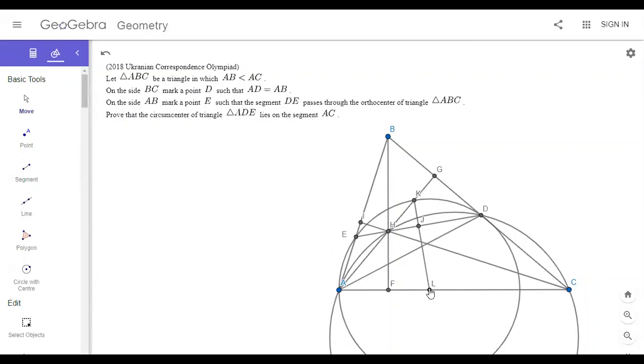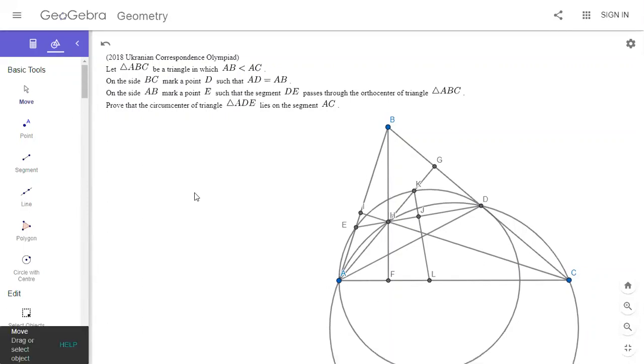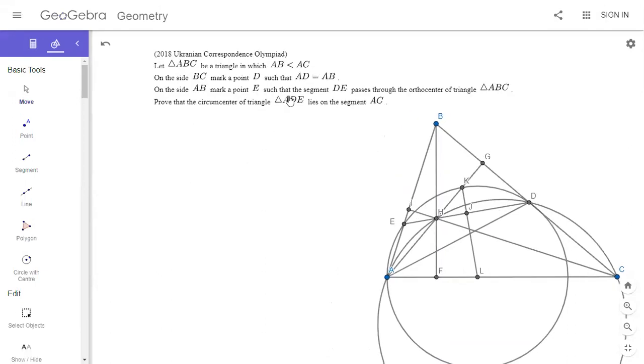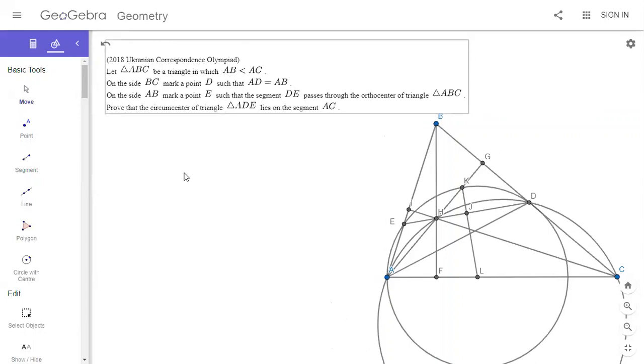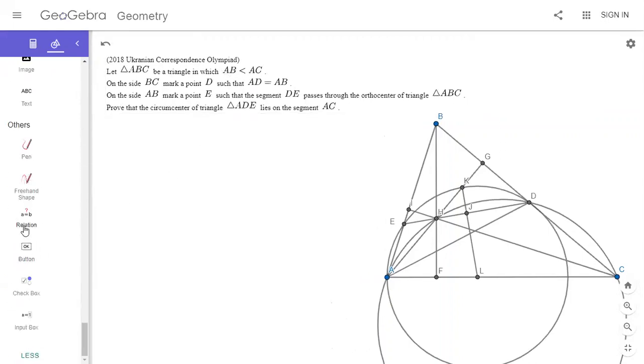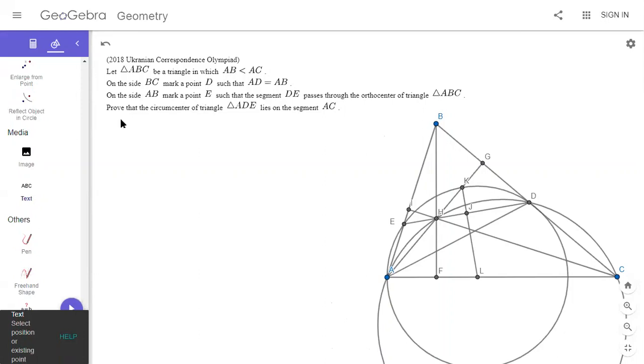So yeah, if we can show L lies on two of the perpendicular bisectors of the circle, because we know the circle exists, then we're good. Okay, and that's not hard to prove. Okay, so yeah, that solves it. So I'm going to write it up. All right.